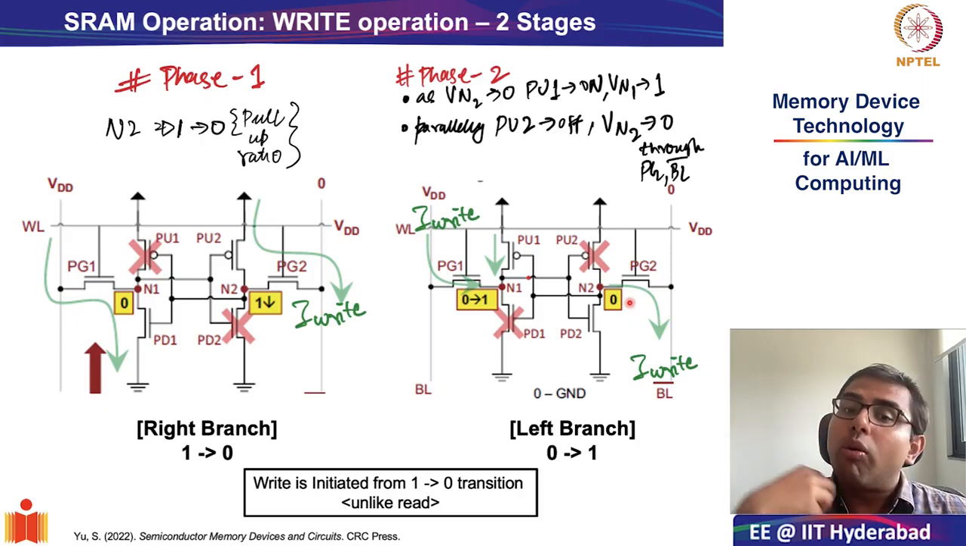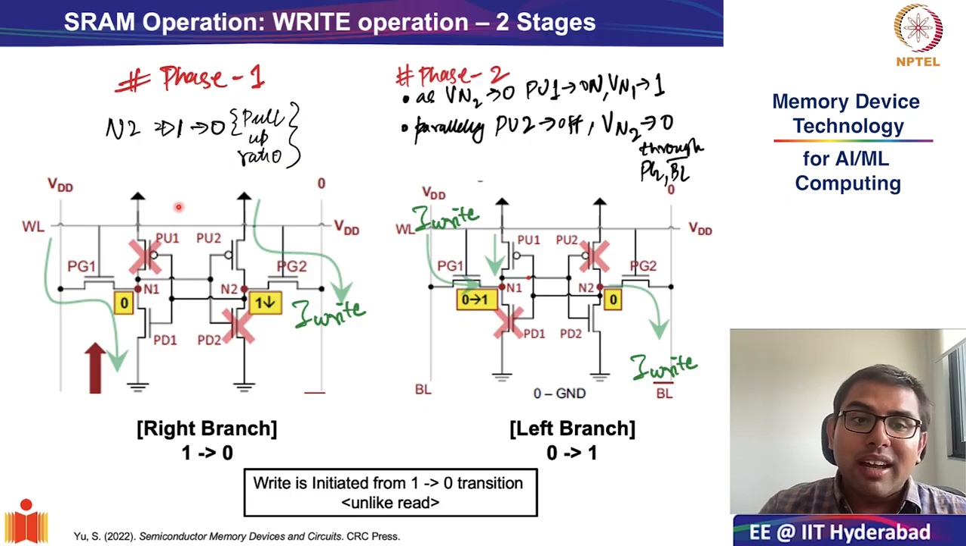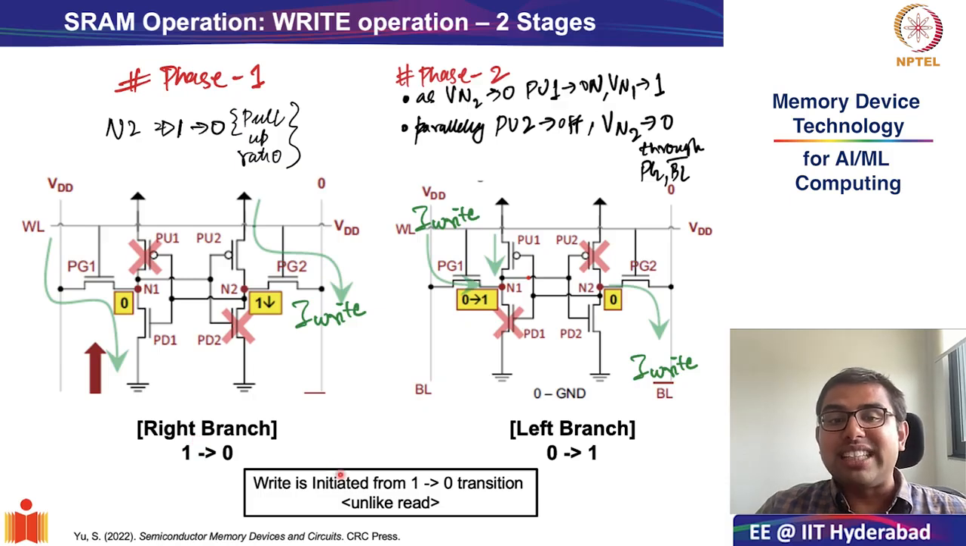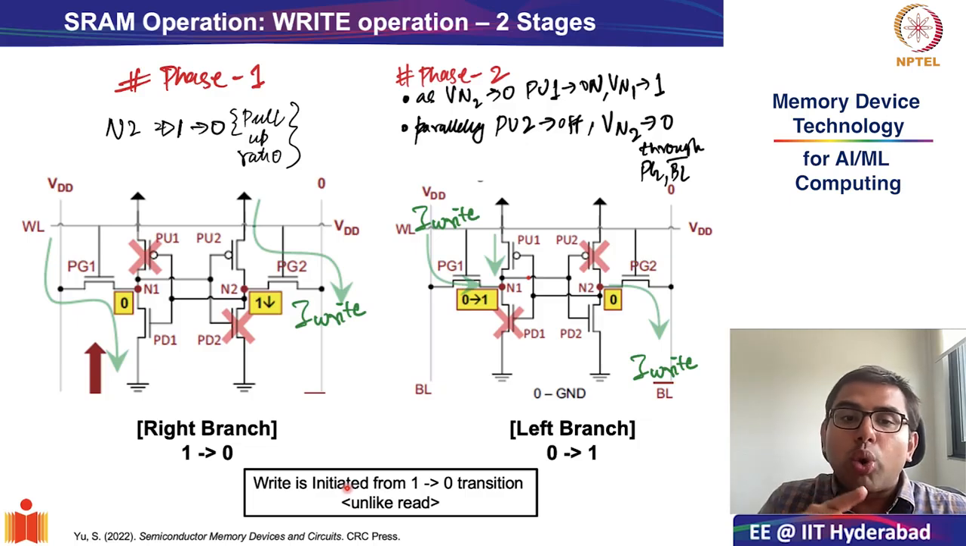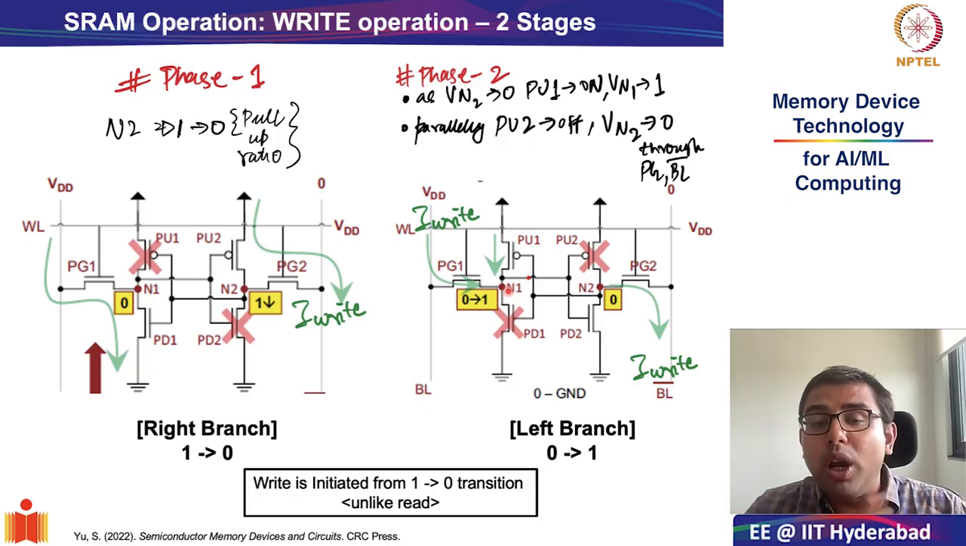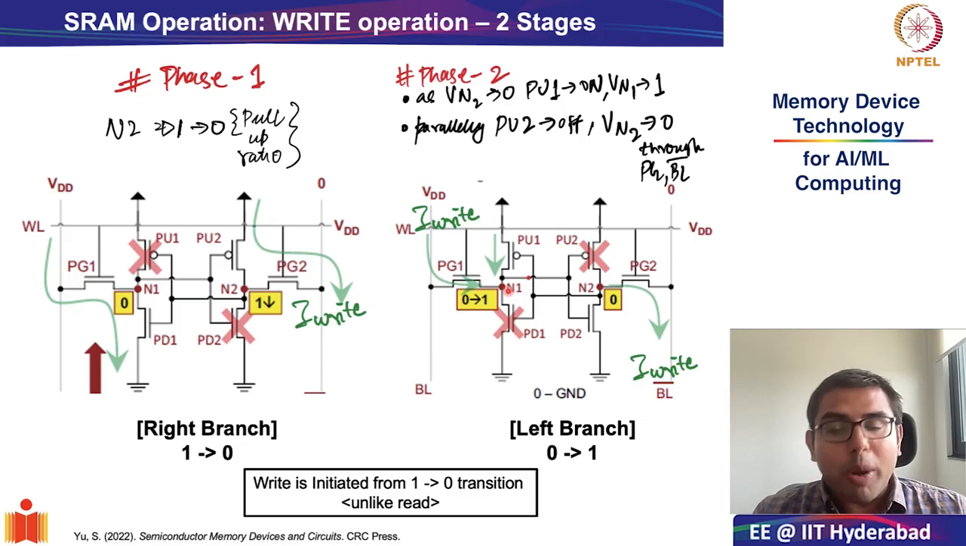So in a sense, while read operation was initiated from the branch which had storage node value of 0, the write operation is initiated from the branch where the storage node value was 1. So the storage node value 1 to 0 transition happens first, and then this results in the turning on of the pull-up 1 transistor and the write current also charges the storage node N1 from 0 to 1. So this is in principle what was happening with the write operation.